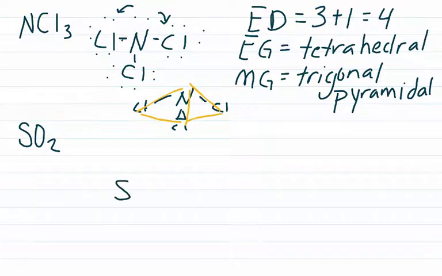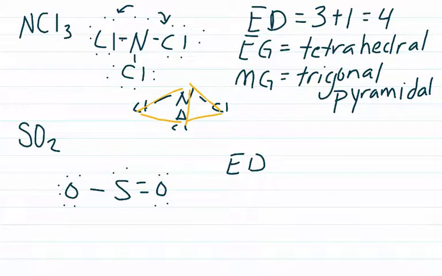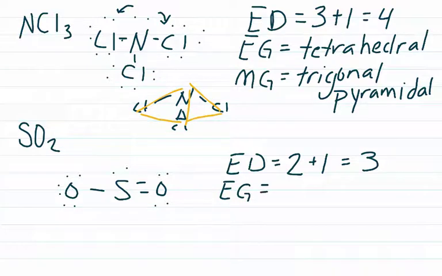Sulfur dioxide has a Lewis structure that looks like this. This is another one with a resonance structure, but we're just going to pick one of the structures to work with. They should both give you the same results. Electron domain number here is sulfur is bonded to 2 oxygens, and it has 1 lone pair. So it has an electron domain number of 3. An electron domain number of 3 is called trigonal planar, because it's like a triangle.